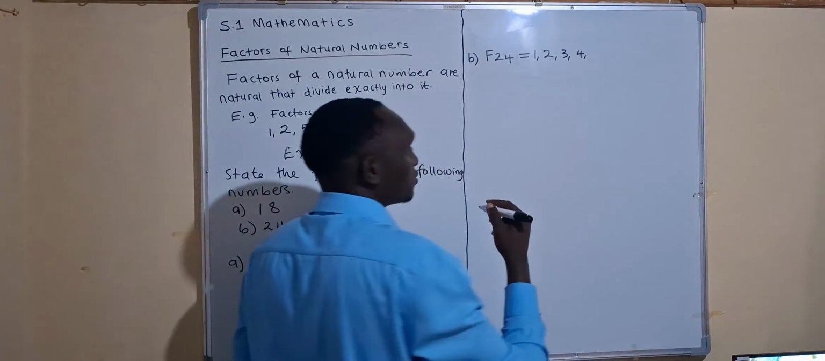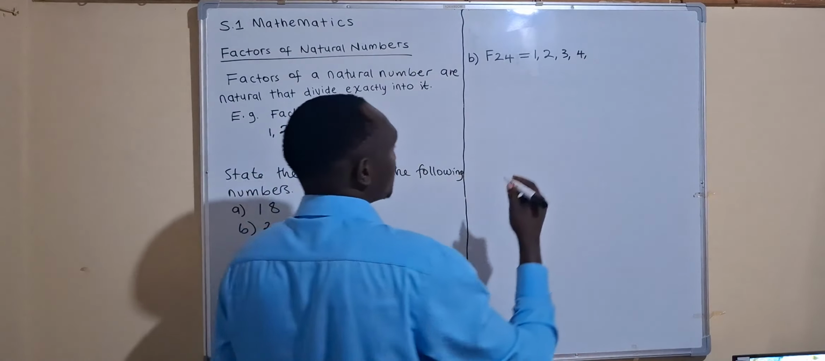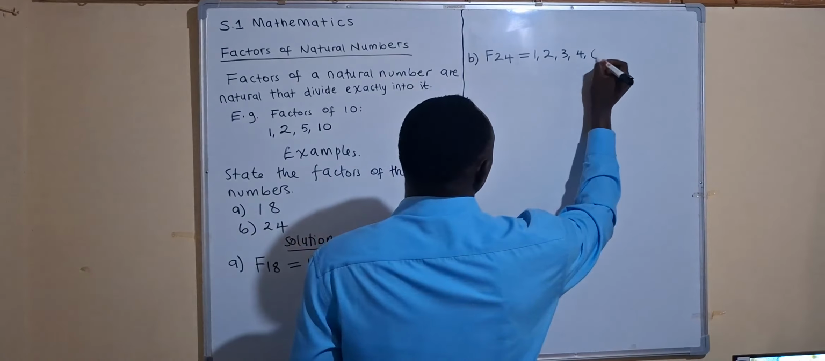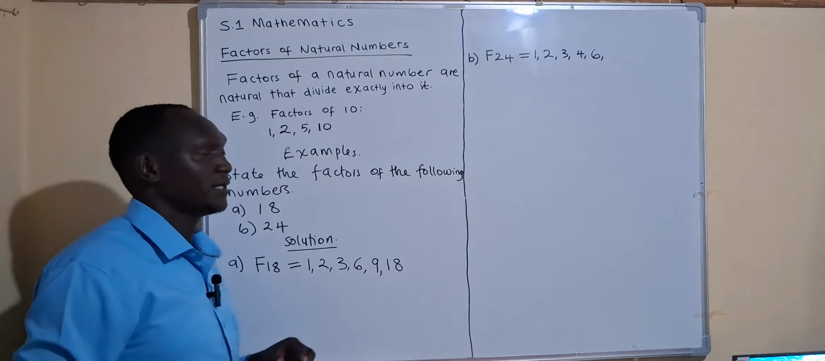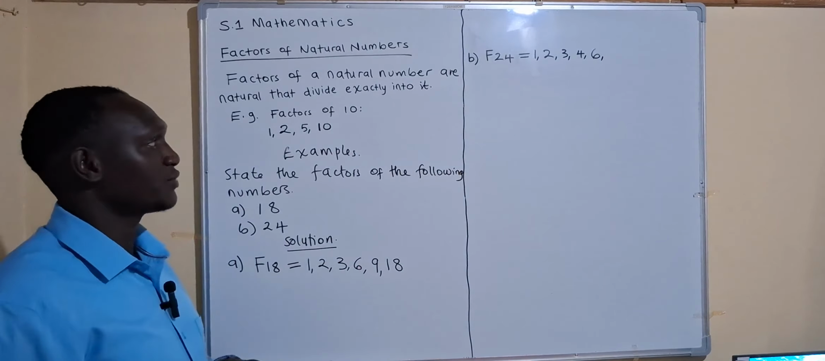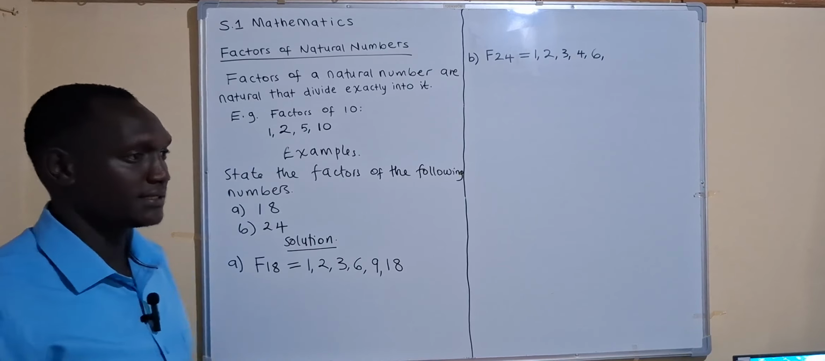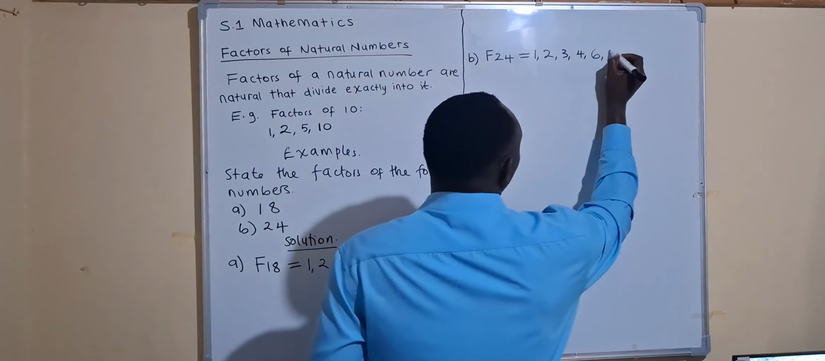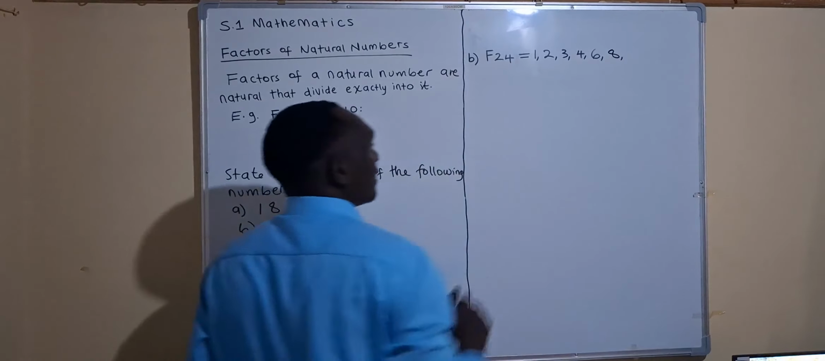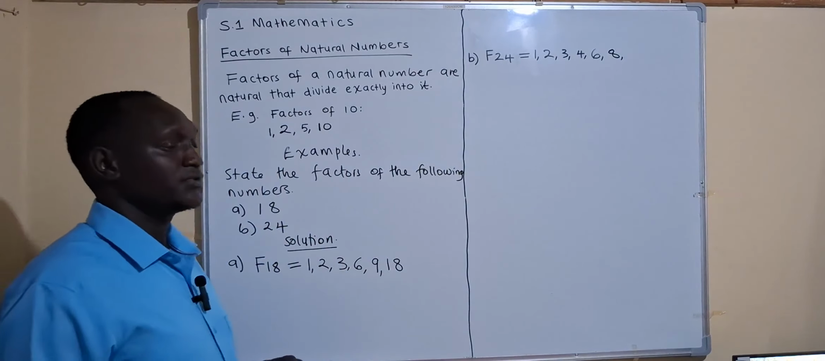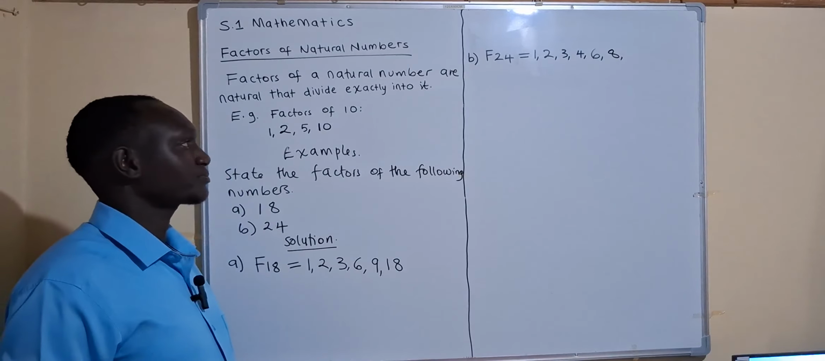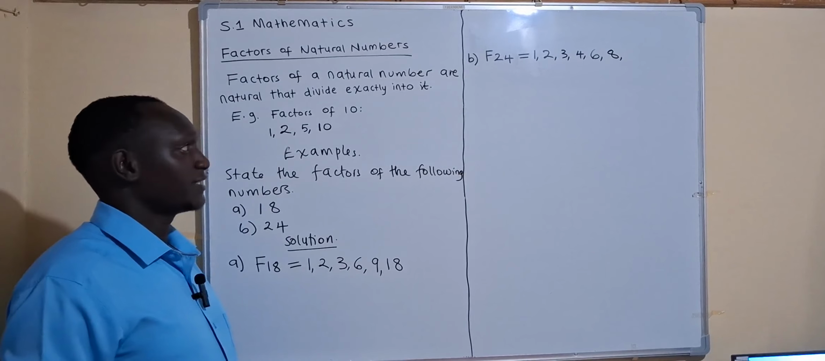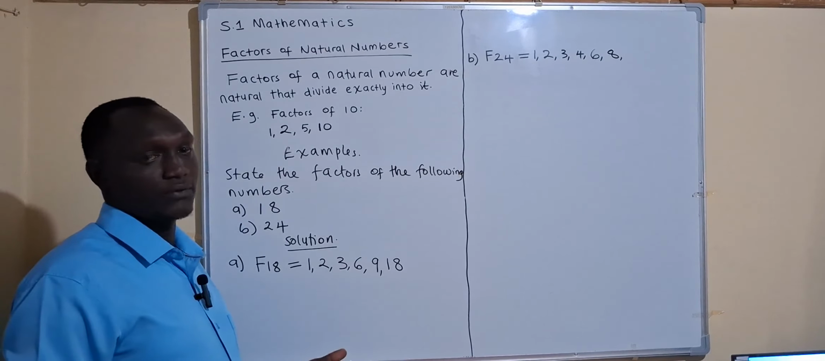What about 6? 24 divided by 6 gives us 4. Therefore, 6 is a factor. 24 divided by 7 is 3 point something. It is not a factor. If you try 8, 24 divided by 8, it gives us 3. Therefore, 8 is a factor. And then 9, 24 divided by 9 is a decimal number. 24 divided by 10 is also 2.4.